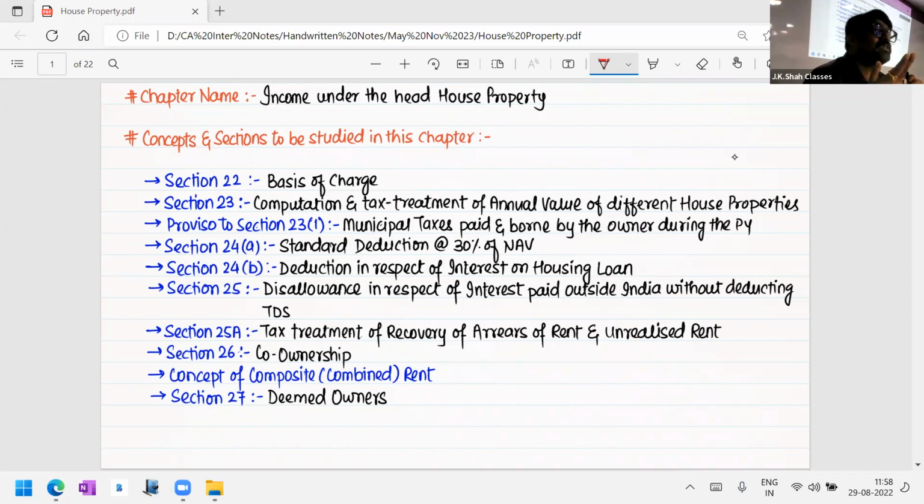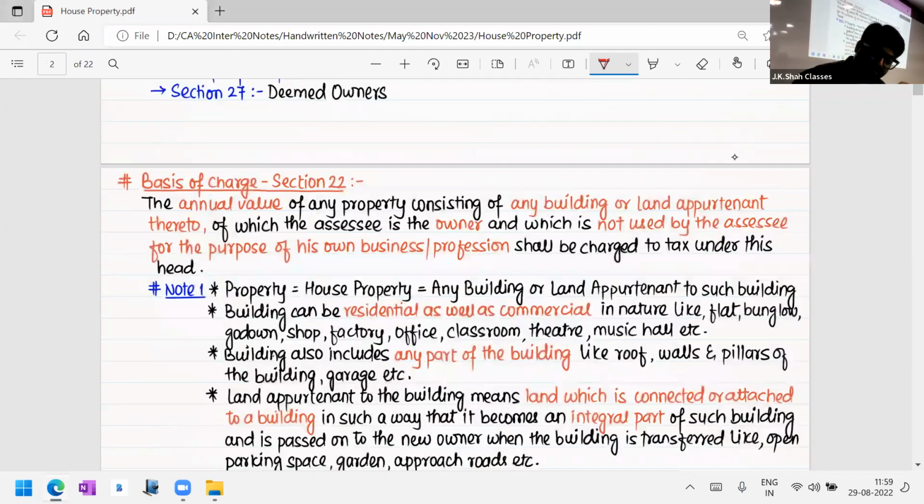So your real taxation will start when we start with PGBP. But right now, what is happening? Net practice here. We are doing small, easy things right now. So, first house property, which section? Section 22, and which is the first section? Charging section. So let's come to the charging section first, okay?